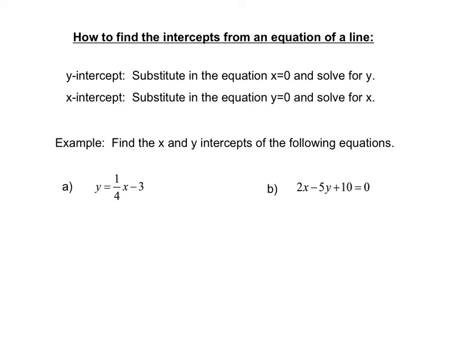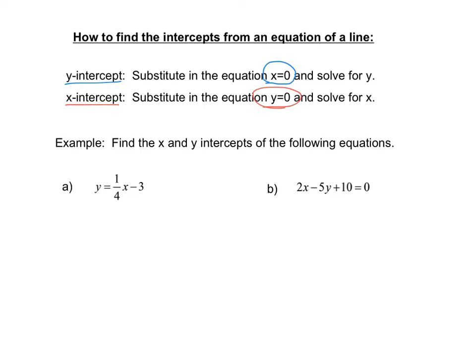If you're not given a graph, if you're only given an equation, you can find the x and y intercepts using substitution and using algebra. So when it's the y-intercept you want to find, you have to substitute into the equation x equals 0, and we will solve for y, because that is the y-coordinate for the y-intercept. For the x-intercept, we substitute in y equals 0, and we solve for x. So let's try with this first example.